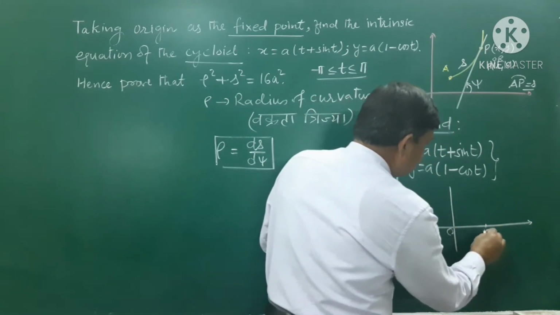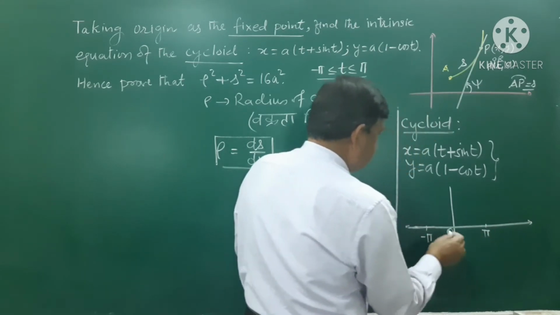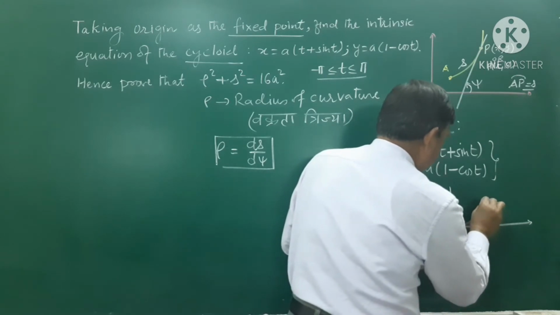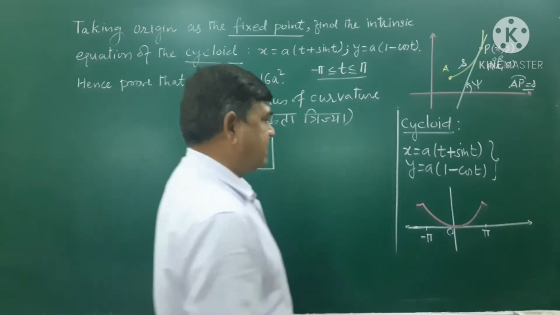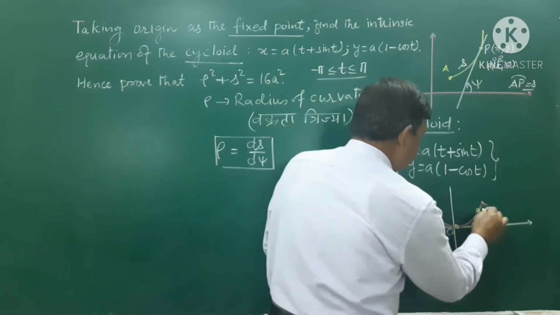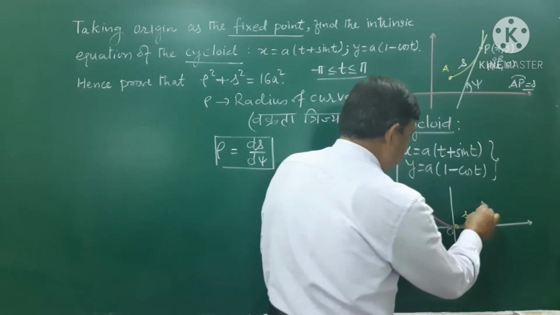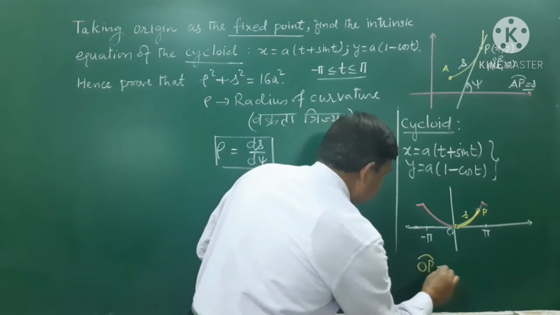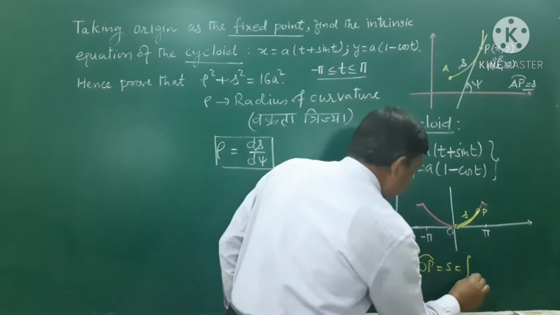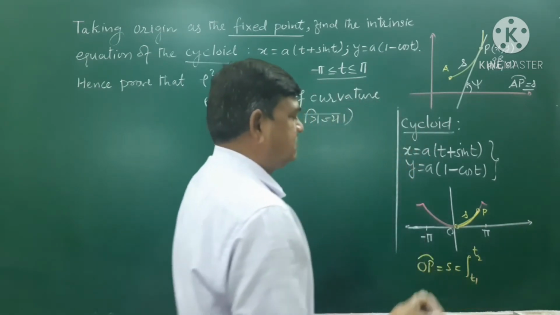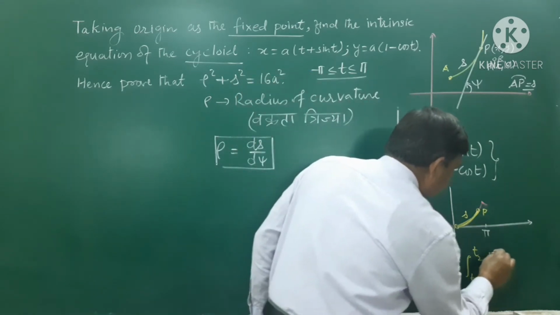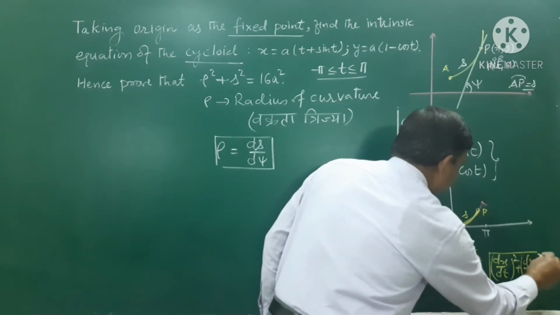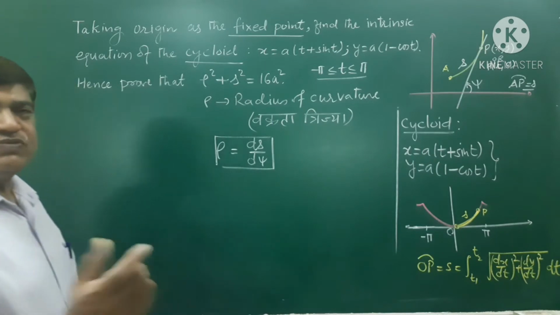This is the origin. This is pi. Here it is minus pi. This is the circle. And this is the fixed point. Suppose here P is the point, and this is s. The arc is measured. So here arc OP equals s, and this is the integral from t1 to t2 of the square root of (dx by dt) whole squared plus (dy by dt) whole squared, dt. This formula we know.